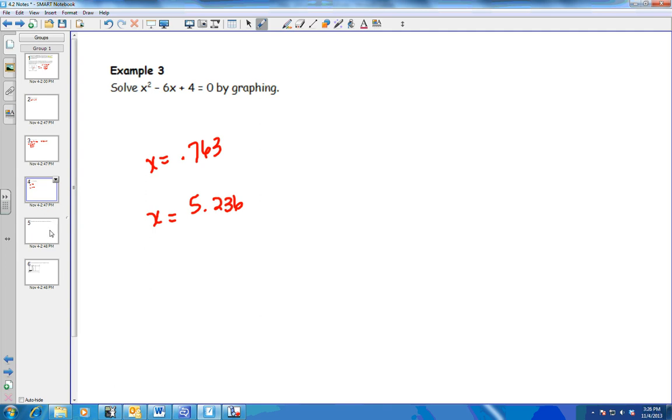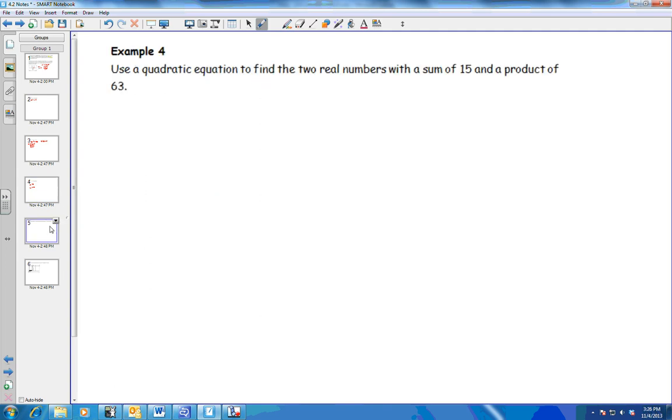Okay, example 4. Use a quadratic equation to find the two real numbers with a sum of 15 and a product of 63.